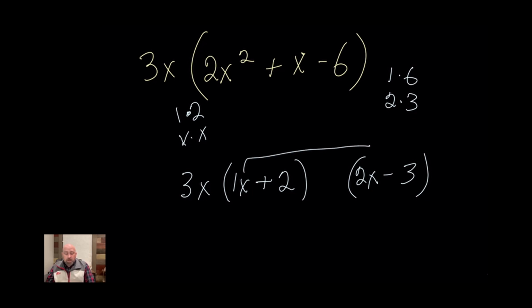So here we go. The outers is going to give us a positive 3x, and then the inners is going to give us, oh, excuse me, I said that wrong.